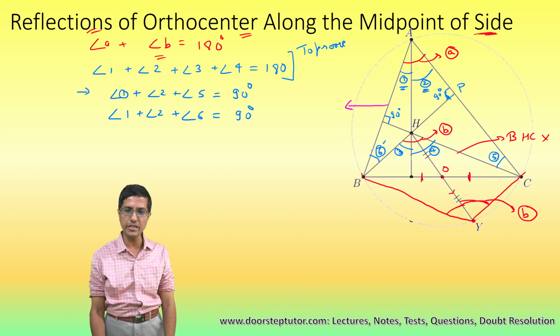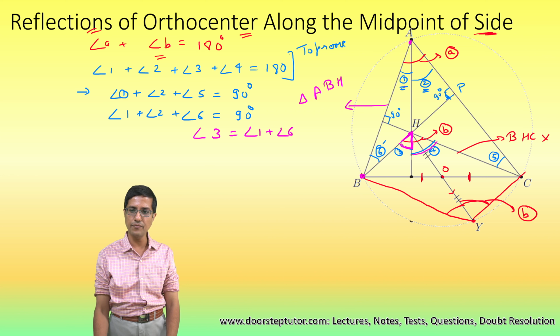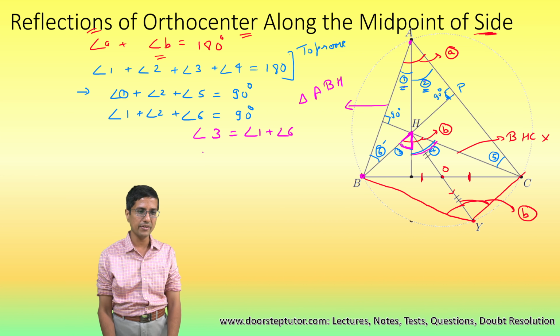And that trick is, notice that in triangle ABH, so this is the triangle I am taking, A, B and H, this triangle. Notice something about this H. This H, or this angle 3, is the exterior angle of the triangle. And what are the two interior opposite angles? 1 and 6, which means that angle 3 is equal to angle 1 plus angle 6. Similarly, this angle 4 is equal to angle 2 plus angle 5.